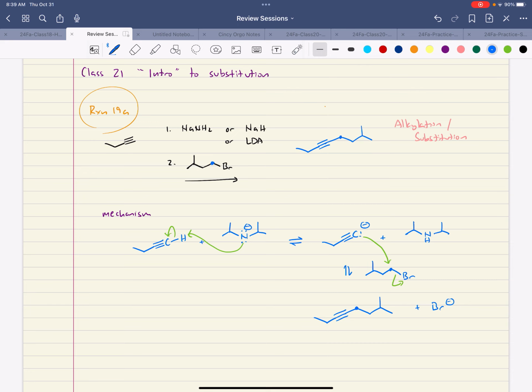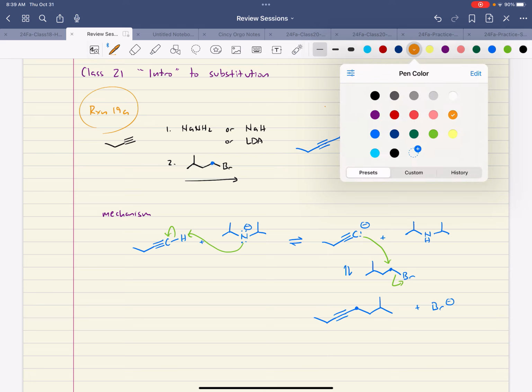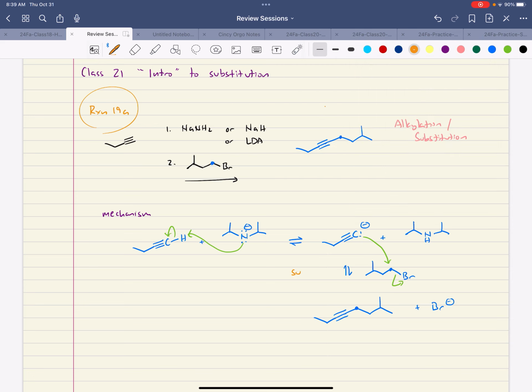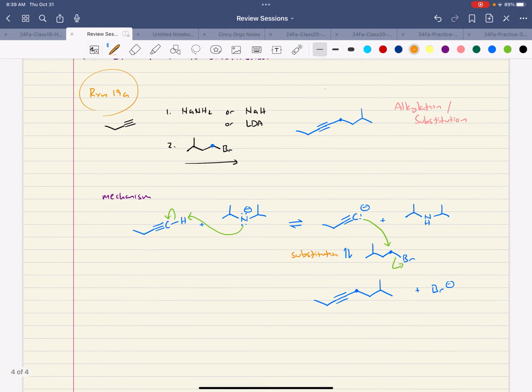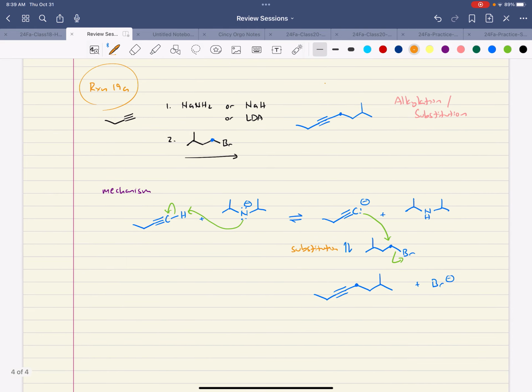The substitution part, again, is right at the second step. This is the substitution. Okay. Remember, I'm not going to go over it here, but remember that the alkyl halide has to be primary or methyl. If it's not, then we actually do beta hydrogen elimination. Don't worry about that now. This is 19A reaction substitution.